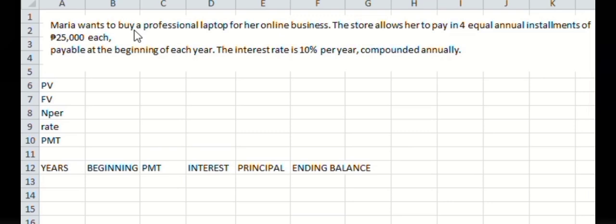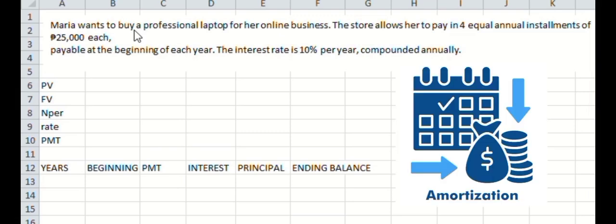Thank you, Miss DC. And now let's talk about amortization. Amortization is repaying a loan in equal payments. Each payment includes interest, the cost of borrowing, and principal, which reduces the loan. For an annuity due, payments are made at the beginning of each period, so the first payment has zero interest.